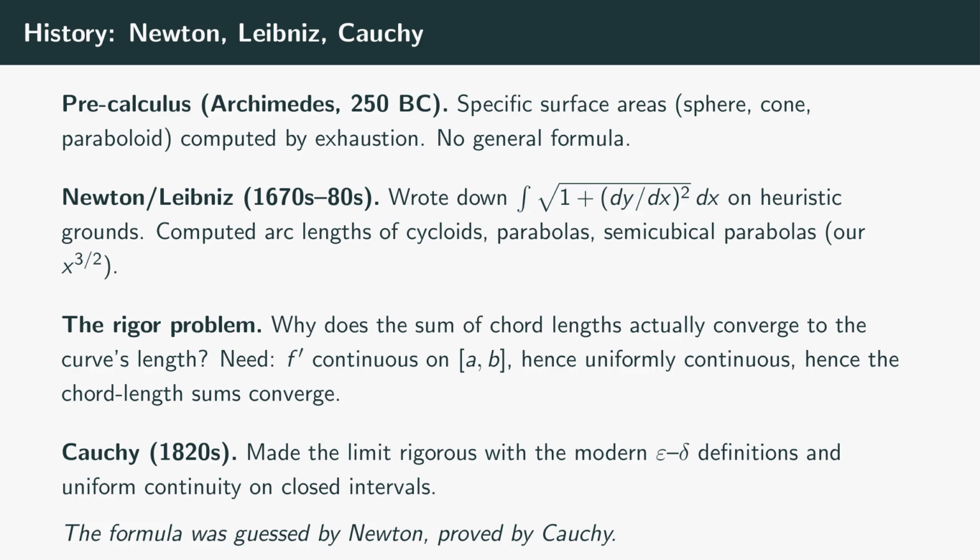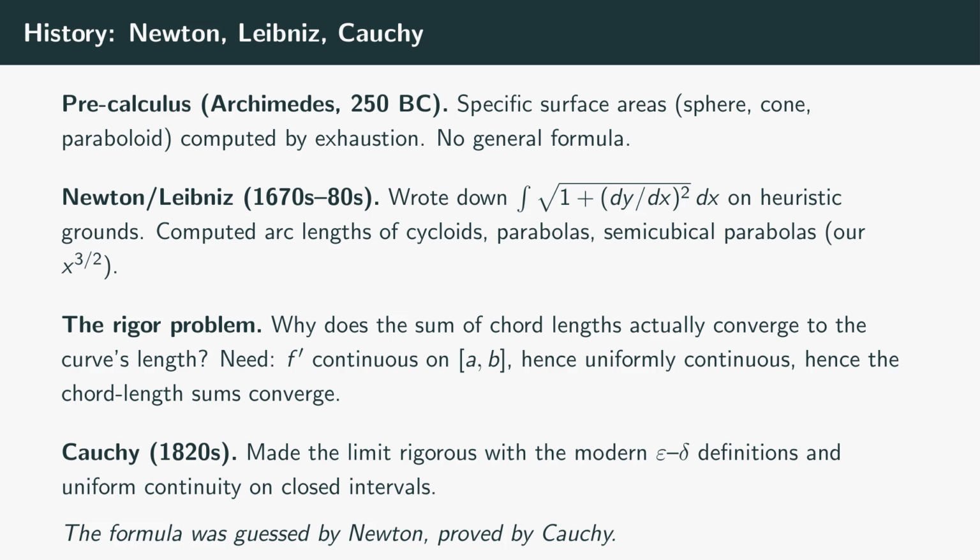The rigor problem: when you chop the interval into n pieces and approximate the curve by a polygonal chain, why does the total length of the chain converge to a definite number as n approaches infinity? For wiggly curves it might not. There are fractals like the Koch snowflake whose chord approximations diverge to infinity. The honest condition turns out to be that f prime is continuous, which on a closed interval gives uniform continuity, which guarantees the Riemann sums converge.